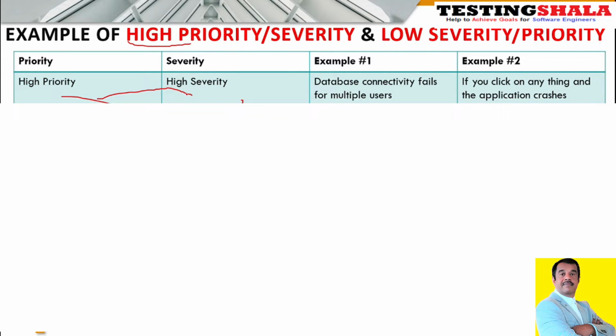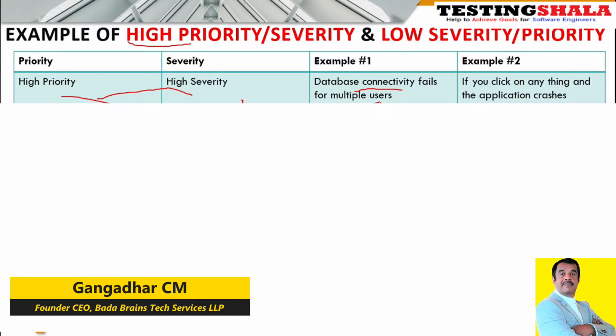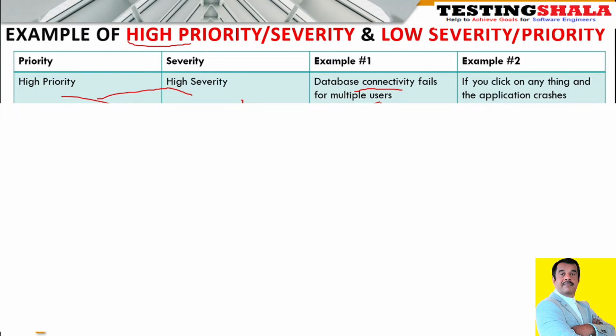For a high priority and high severity defect, the first example is database connectivity failing for multiple users. Whenever we try to log in to an application and multiple users are not able to connect because of database connectivity failure, then we will call it high priority and high severity. Similarly, another example is whenever we click on anything in the application and it leads to the application crashing. Then also we will be logging a defect with high priority and high severity.